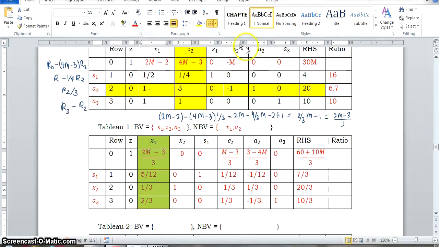Next, we calculate the ratio. Ratio for row 1 is 5.6. Ratio for row 2 is 20. And ratio for row 3 is 5. The ratio test shows that row 3 has the smallest ratio. Therefore, A3 is the leaving variable.